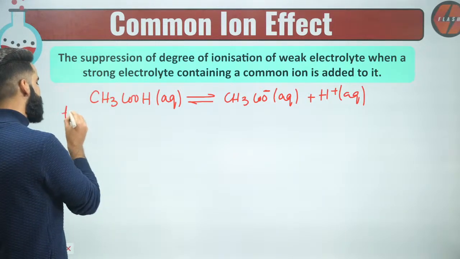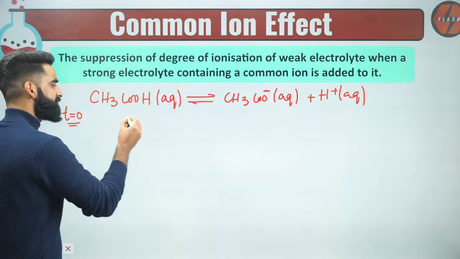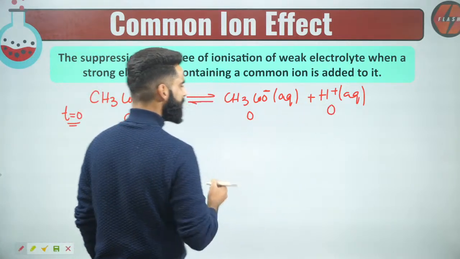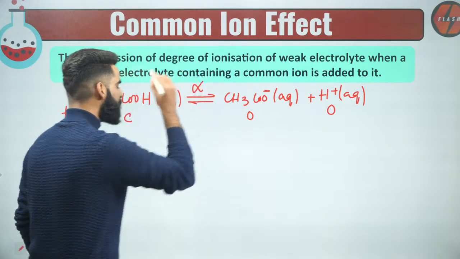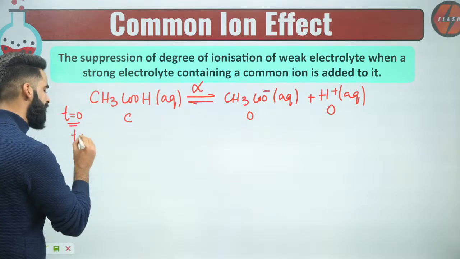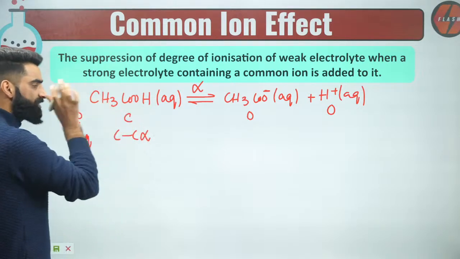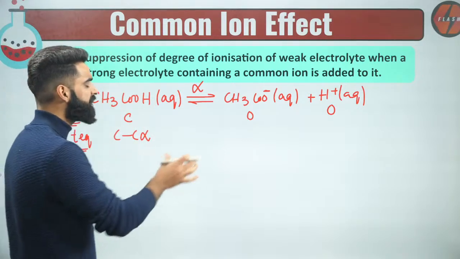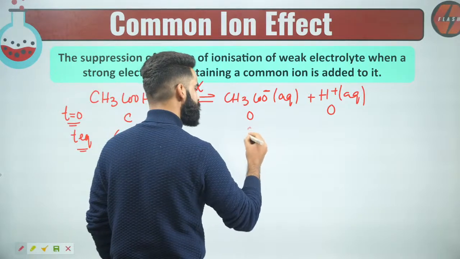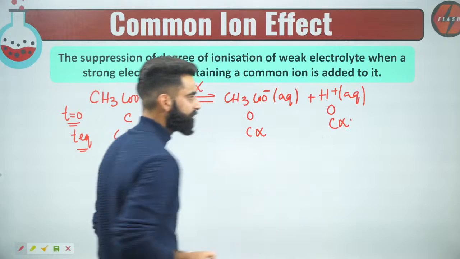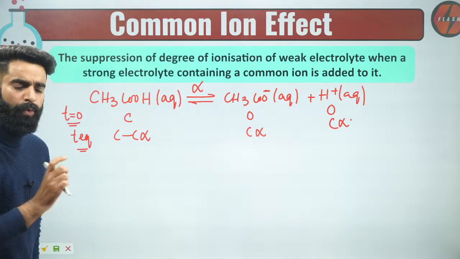Now, guys, at time t equal to 0, let's say the concentration of this weak electrolyte is C. The ion concentrations are 0. Let's say the degree of ionization is alpha. So, can I say at equilibrium, I'll be left with C minus C alpha concentration of CH3COOH? And the concentration of CH3COO negative is going to be simply C alpha.